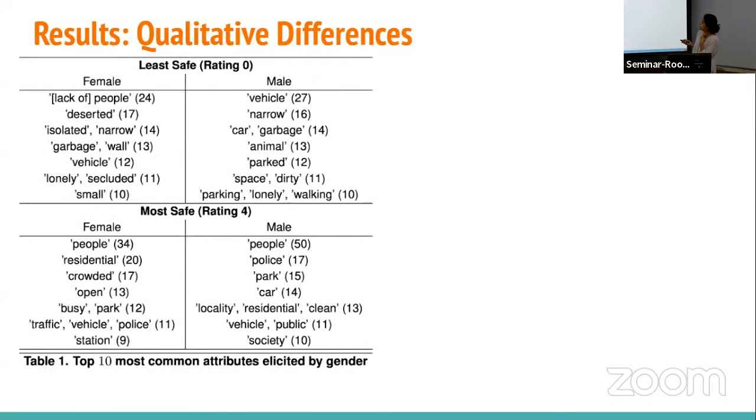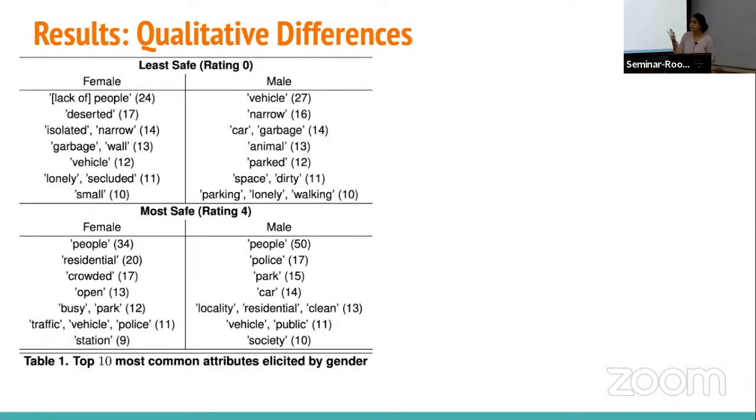So here are the top 10 words attributed by women and men for the least safe and the most safe images. We are not telling them this, right? They are giving 0. They are saying least safe, and these are the reasons. And then we just compare the numbers. So these are 10 images for each response.